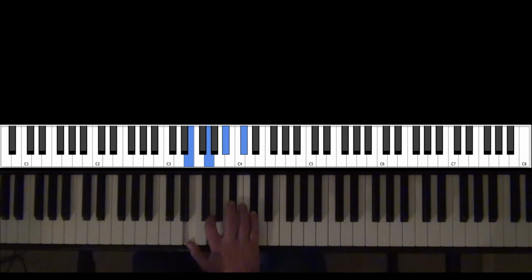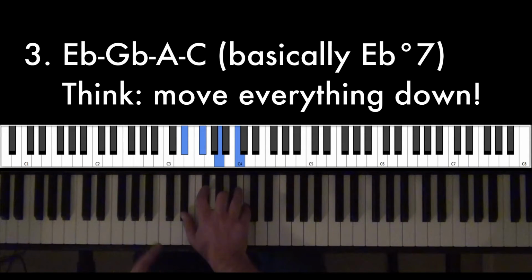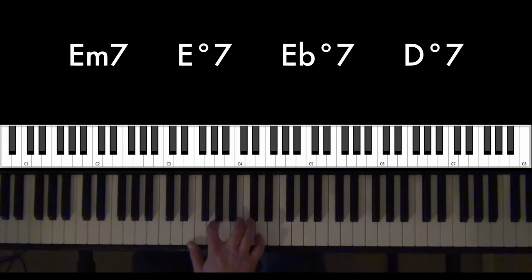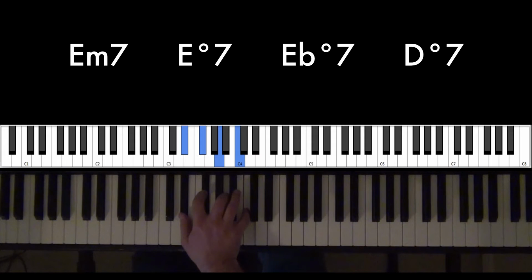Okay, the third and fourth shape is fairly easy because we're simply going to move this shape down in half steps. So our third shape is this right here. This we could call an E flat fully diminished chord, and it is E flat, G flat, A, and C. Then the fourth shape is just this shape moved down again. So now we have like a D fully diminished, which is D, F, A flat, and B. So there we go. First shape, second shape, third shape, fourth shape.